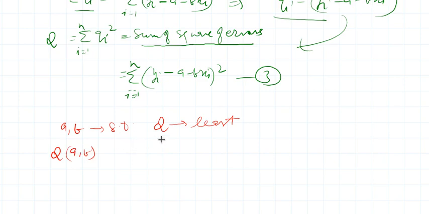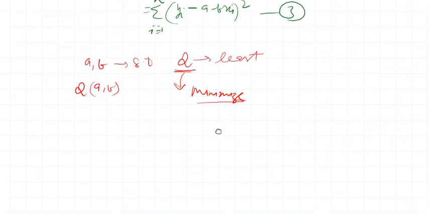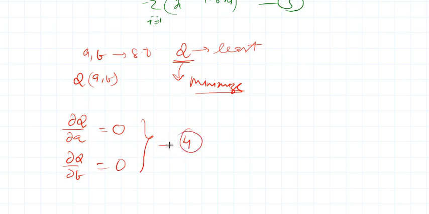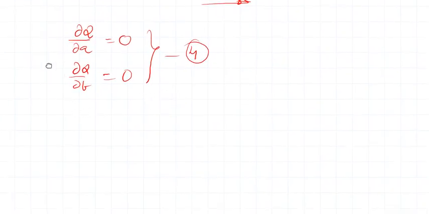So to minimize this Q, we have to take the derivative of Q with respect to A, and it should be equal to 0, and the derivative of Q with respect to B should also be equal to 0. That's what we have to do, right? Then we will get the relationships for A and B, so that they can be calculated.